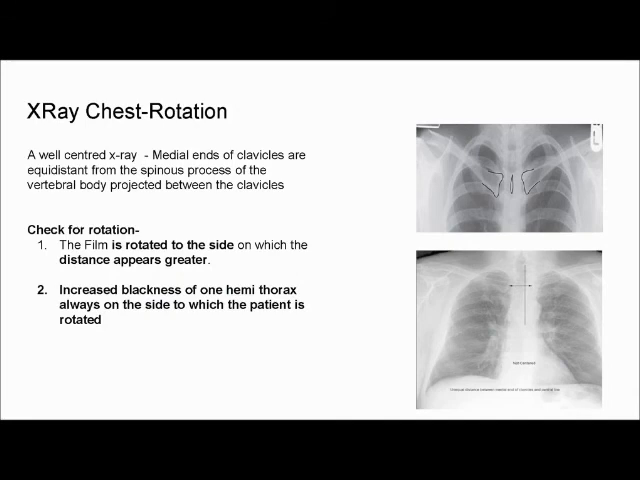And X-ray chest rotation. In a well-centered X-ray, the medial ends of the clavicles are equidistant from the spinous process, with the vertebral body projected between the clavicles. And if it is a rotated film, then the film is rotated to the side on which the distance appears greater. And the increased blackness of one hemithorax is always on the side to which the patient is rotated.